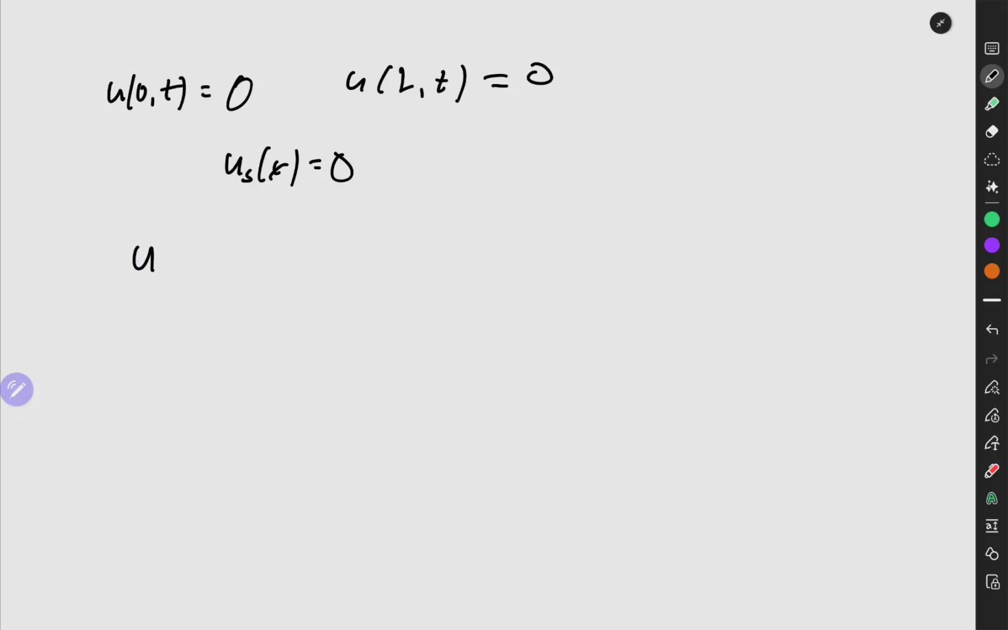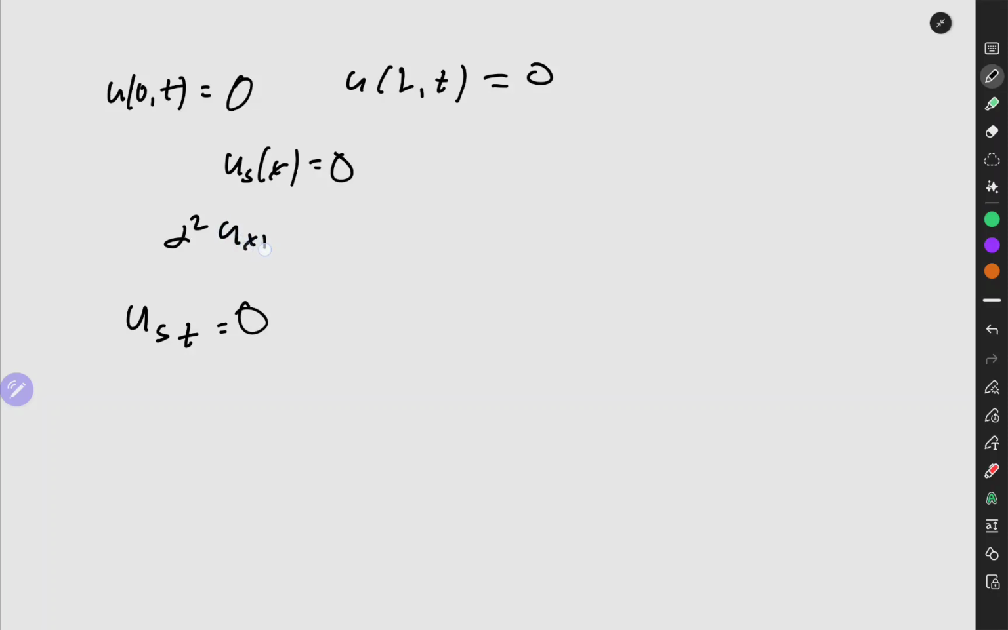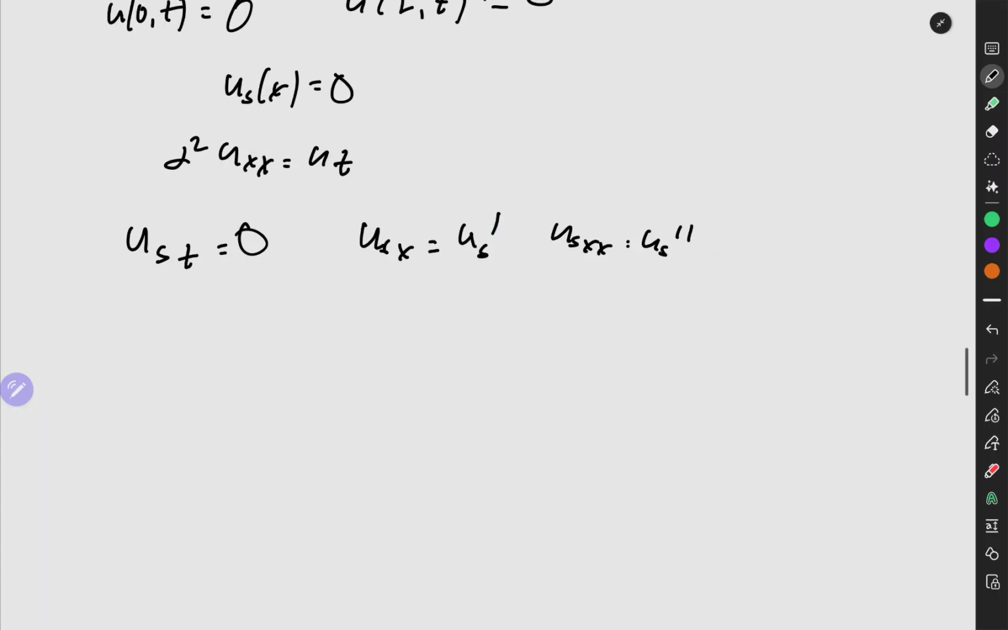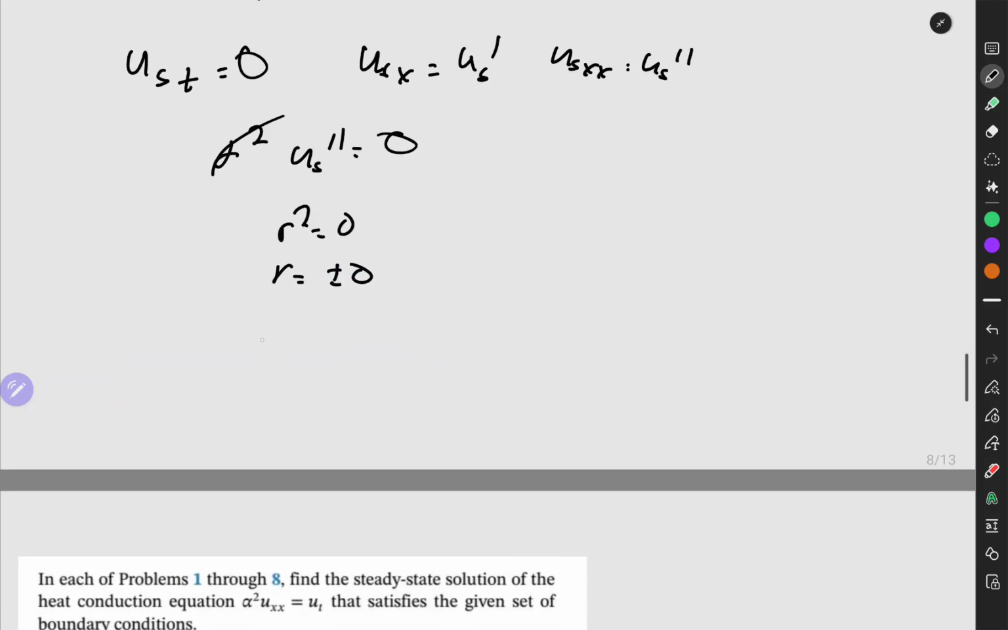So, we know that u_s is not dependent on time, so this is 0. We're looking at the heat equation, by the way. Now u_s of x is just u_s, and u_s of xx is going to be u_s double prime. So this can be rewritten, and that just goes away. Then you solve the characteristic equation, and you end up with repeated roots.